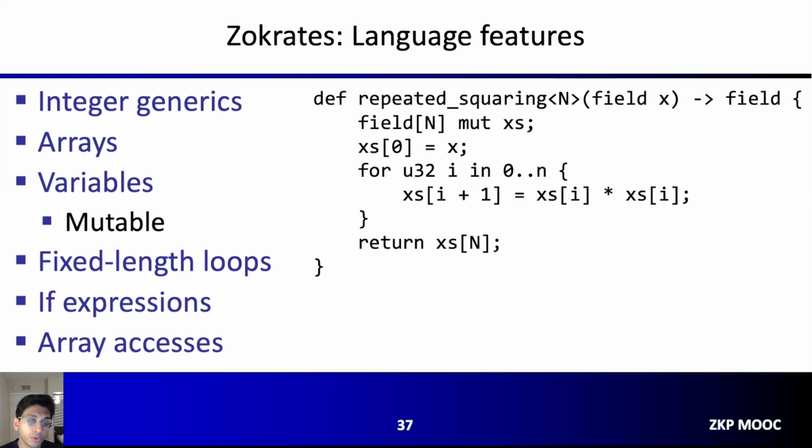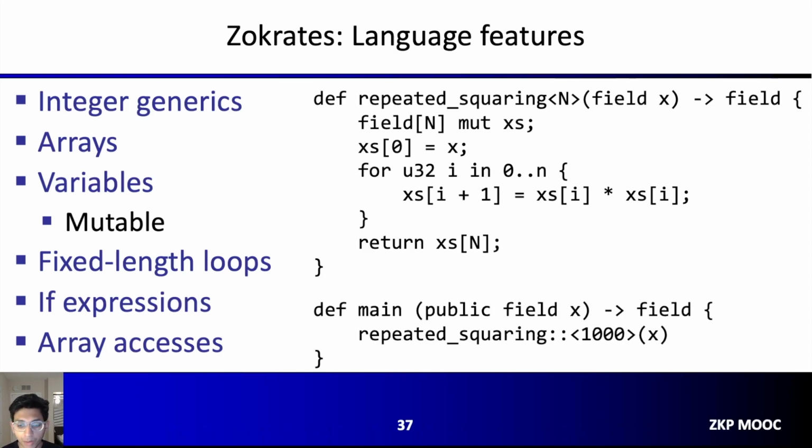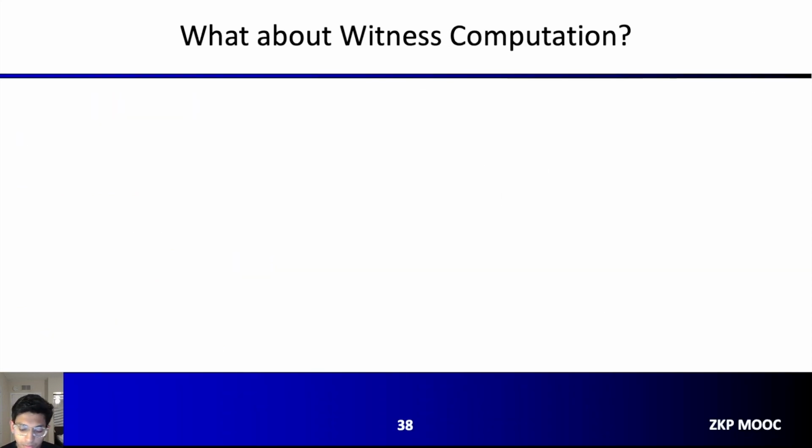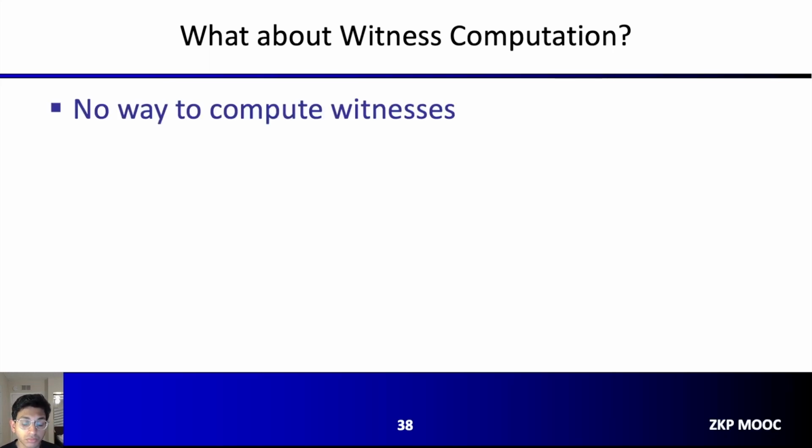Okay, so put together, all of these features allow us to have a very rich programming environment and write quite high-level code. So this is nice from a UX perspective, but what about expressivity? Do we take a hit here? And the answer is unfortunately yes, particularly from the perspective of witness computation.